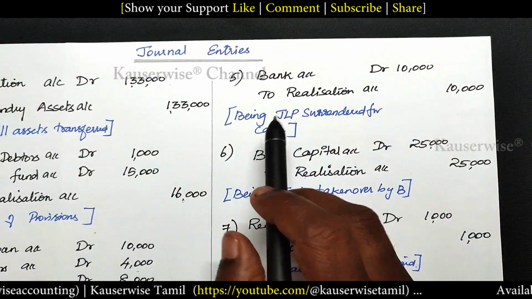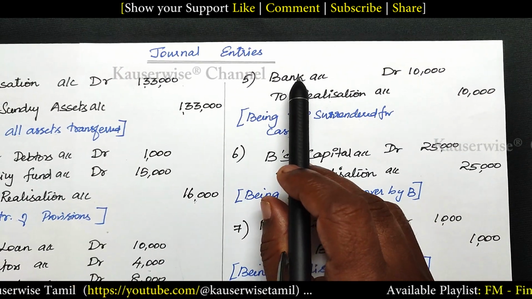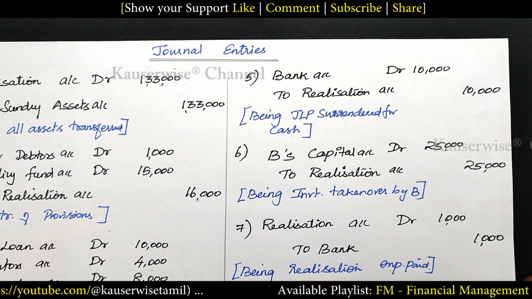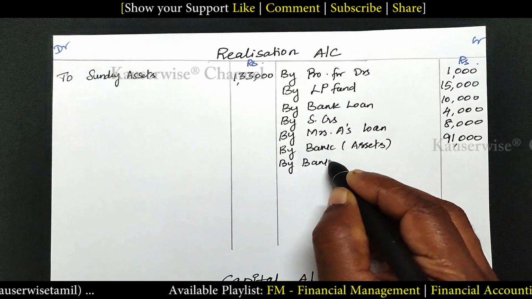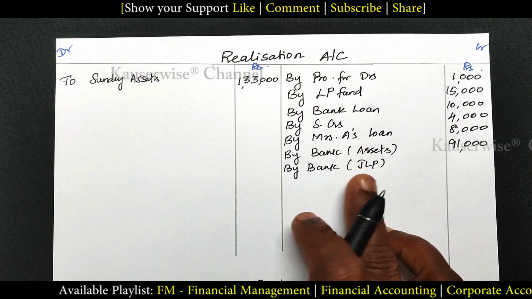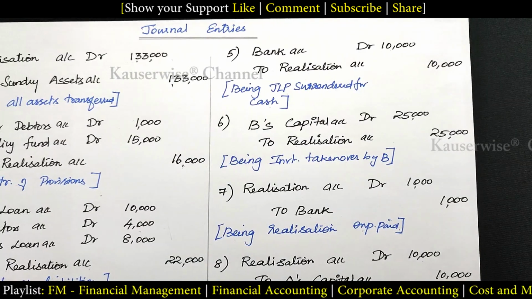Next one, joint life policy surrendered for cash. Entry, bank to realization. So enter bank under realization account. By bank, this one is joint life policy, realized for cash. How much? 10,000.